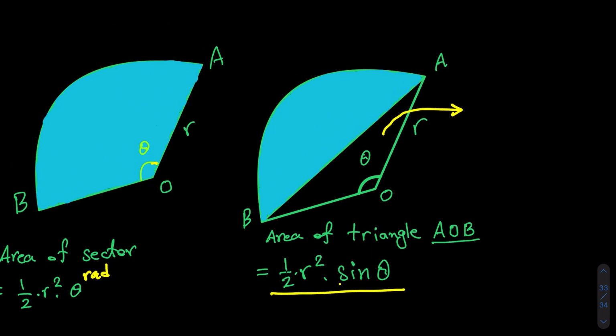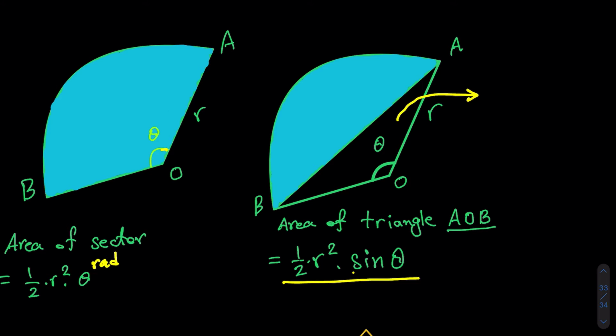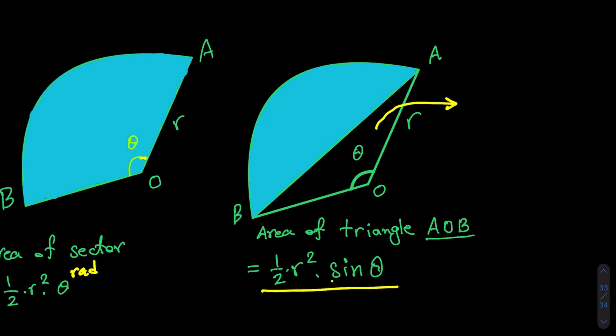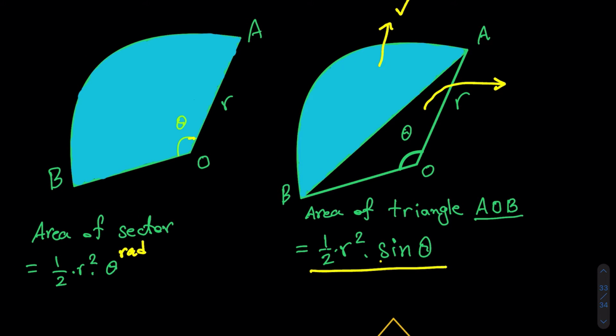And also we have learned that if we deduct this area of a triangle from the area of a sector, we can calculate this area, the blue color area, right? So that means if we deduct the area of a triangle from the area of a sector, we will get this blue colored part, right?